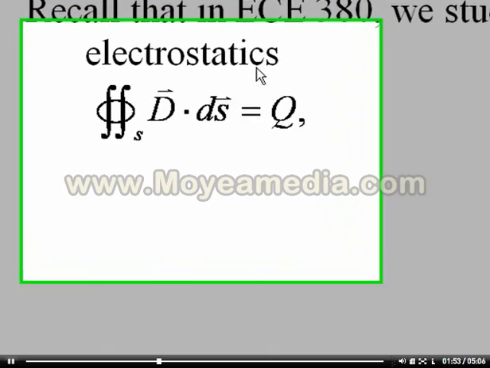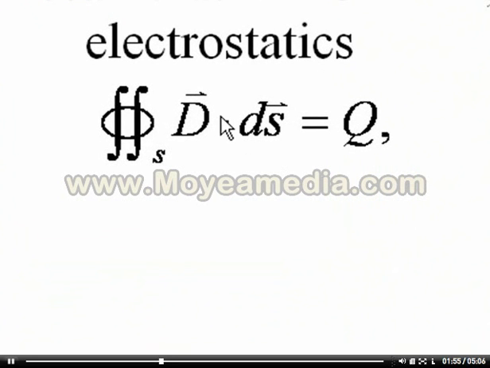In electrostatics, the first equation is about Gauss' law, which states that the surface integral of the electric flux density D dotted with dS over a closed surface S is equal to Q, which is the charge enclosed by the closed surface. As I said, this is a mathematical representation of Gauss' law.